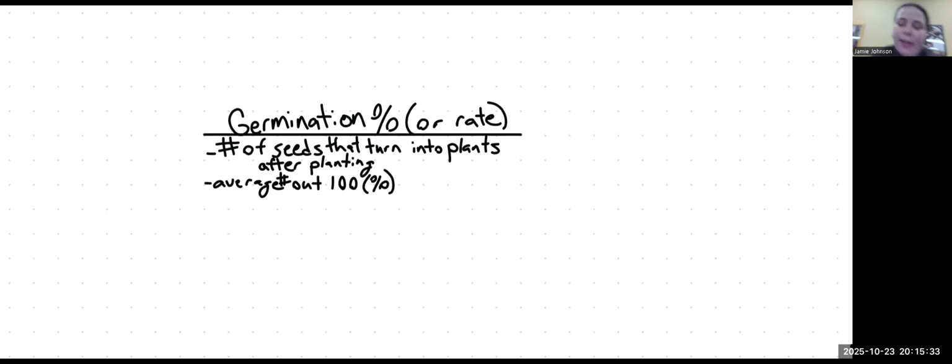So let's talk about it. Let me flip my little thing around so I can type or write a little easier. Let's do some examples of germination rates. Examples of germination rates. So let's start with that tomato example.